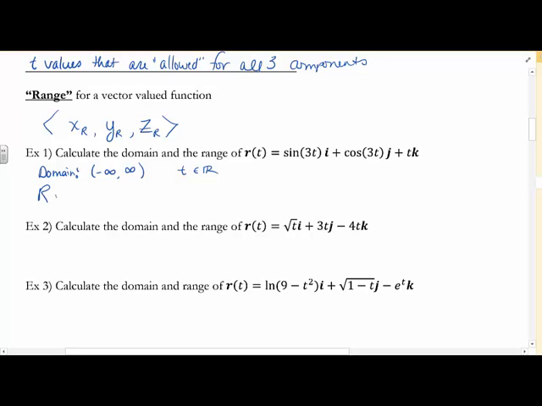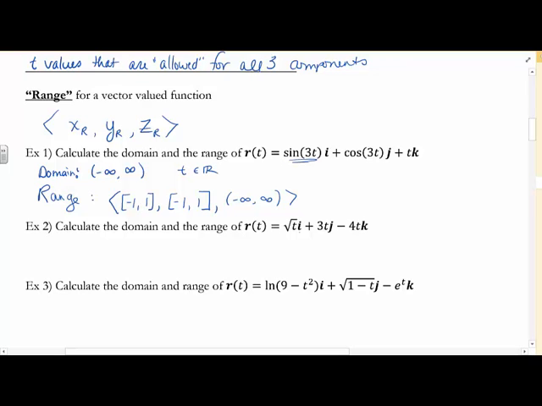Now, if we want the range, we're just going to give the range as a function of 3 separate values. So the sine curve, sine of 3t, sine has a range of negative 1 to 1, so my x window is going to map from negative 1 to 1. Cosine 3t also maps to negative 1 to 1. And t maps to whatever the domain was, which was negative infinity to infinity. So this tells us that if we mapped all the possible values of this vector-valued function, I would get something that goes from negative 1 to 1 on x, negative 1 to 1 on y, and all the way up and down the z-axis.